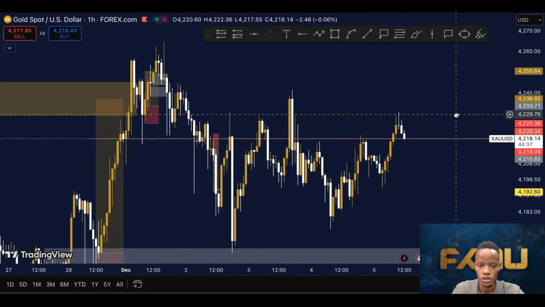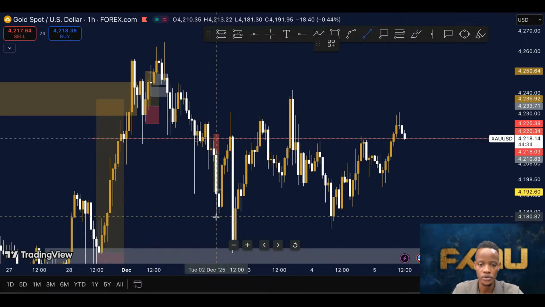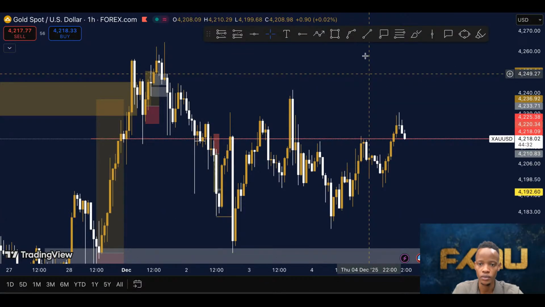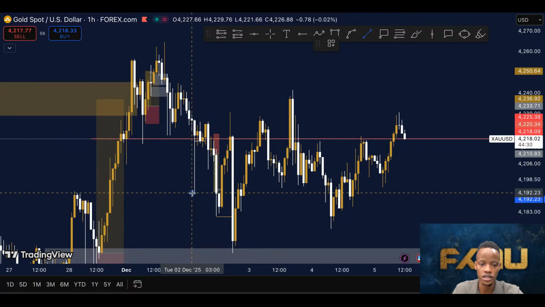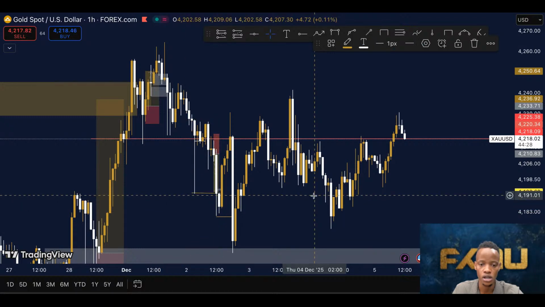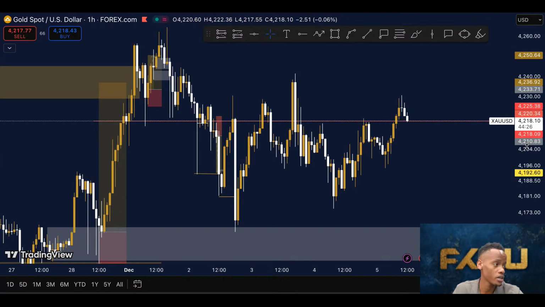So H1 structure, we have several lows created. On this left-hand side, we have these lows. And whenever we break lows, we know that the market is trending bearish.